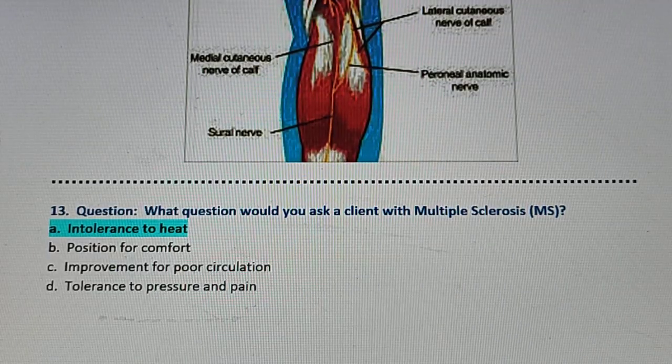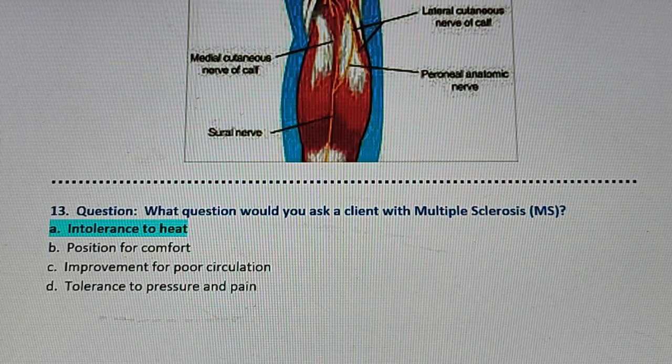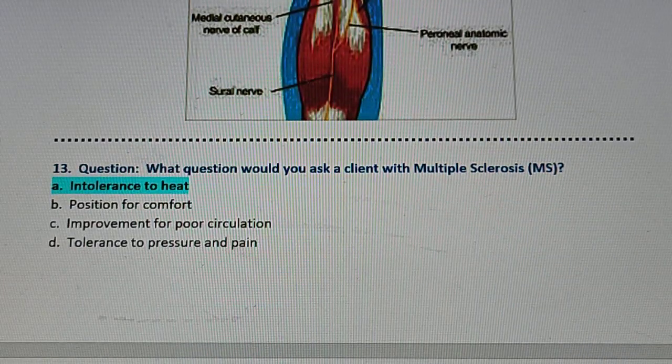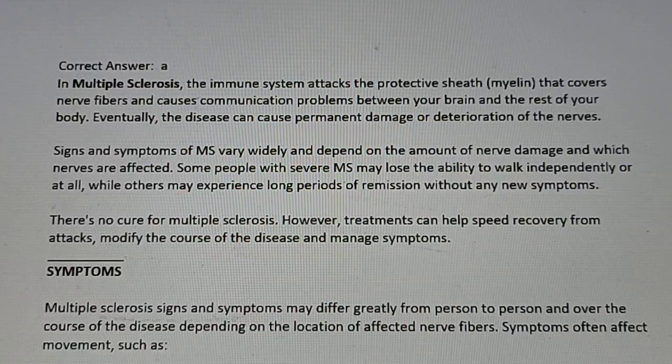The next question is question 13. What question would you ask a client with multiple sclerosis, or MS? A, intolerance to heat, B, position for comfort, C, improvement for poor circulation, D, tolerance to pressure and pain. The correct answer is letter A, intolerance to heat. This is the question that you would like to ask a client with multiple sclerosis.